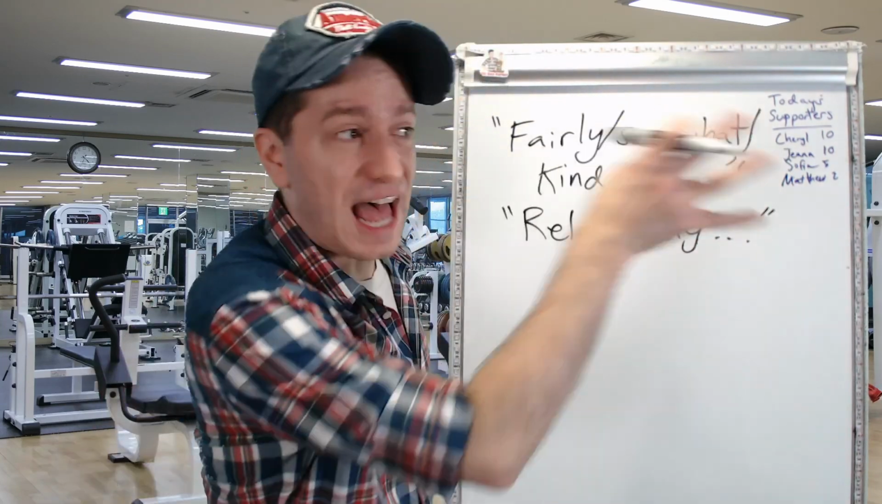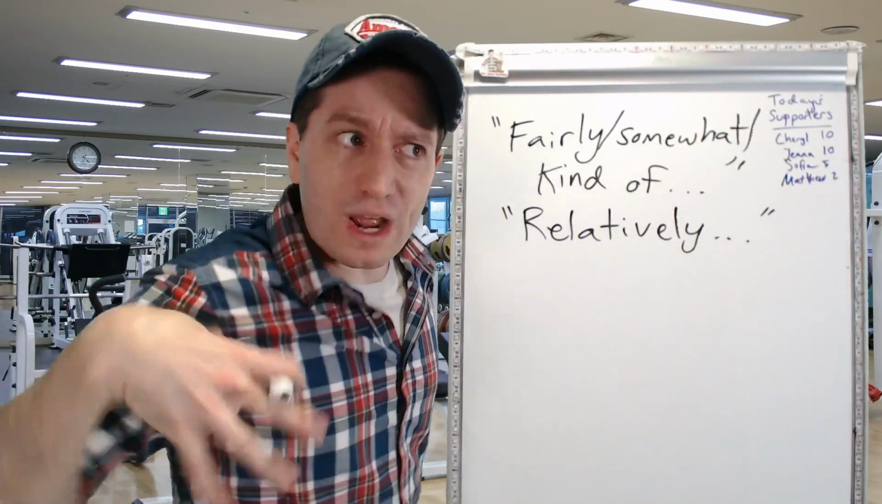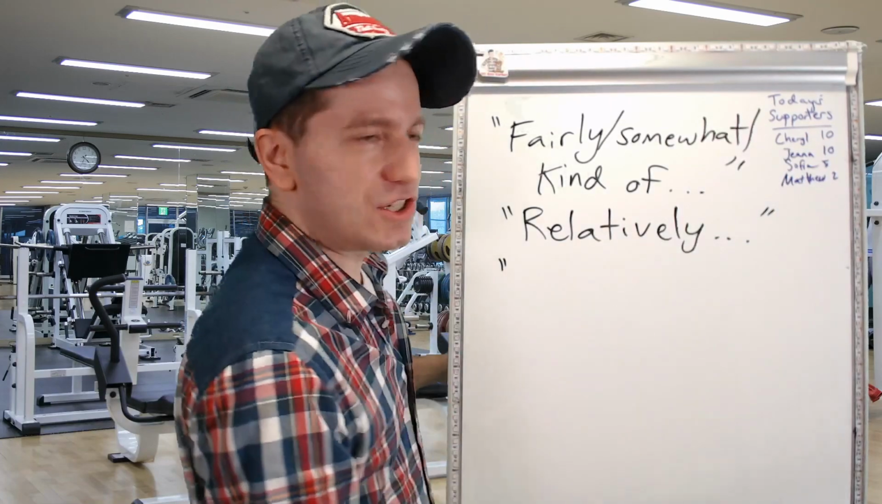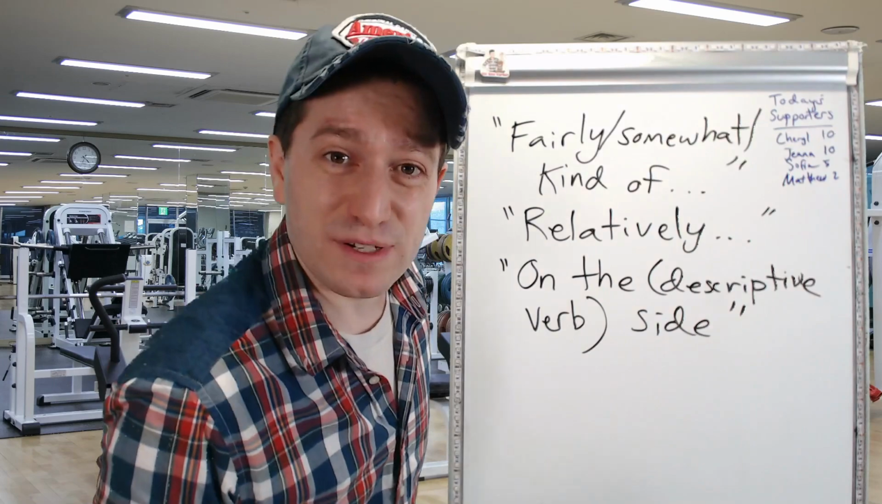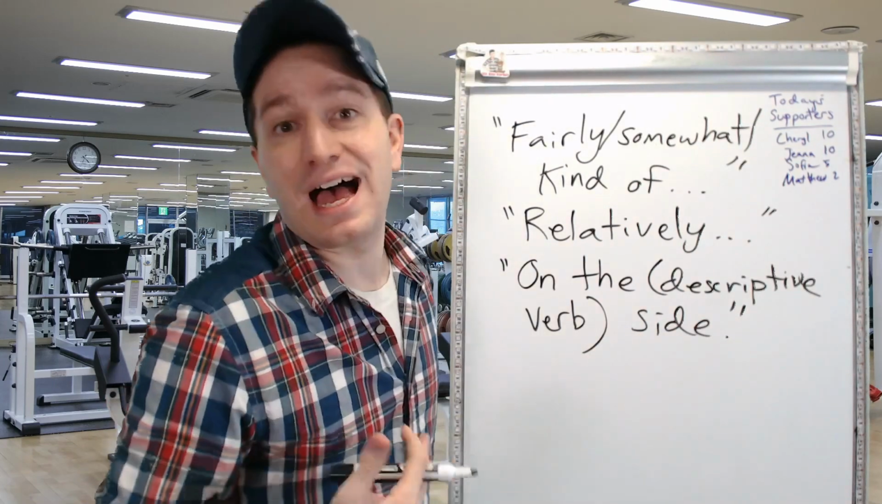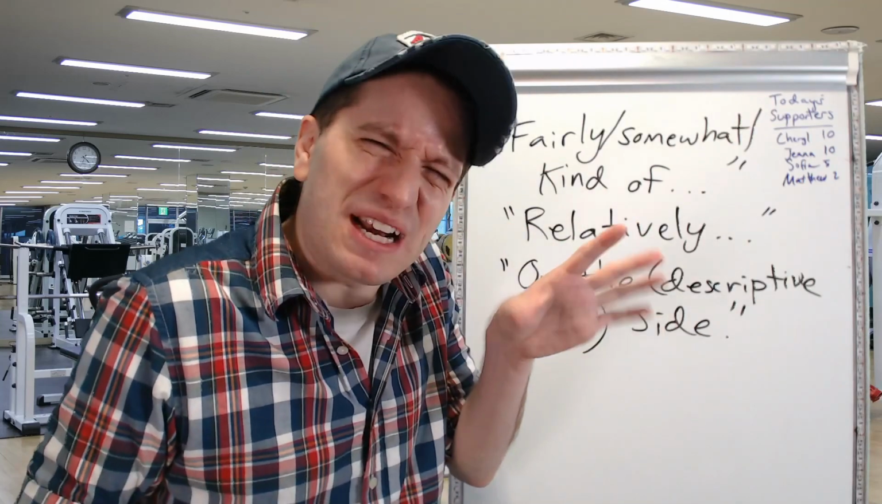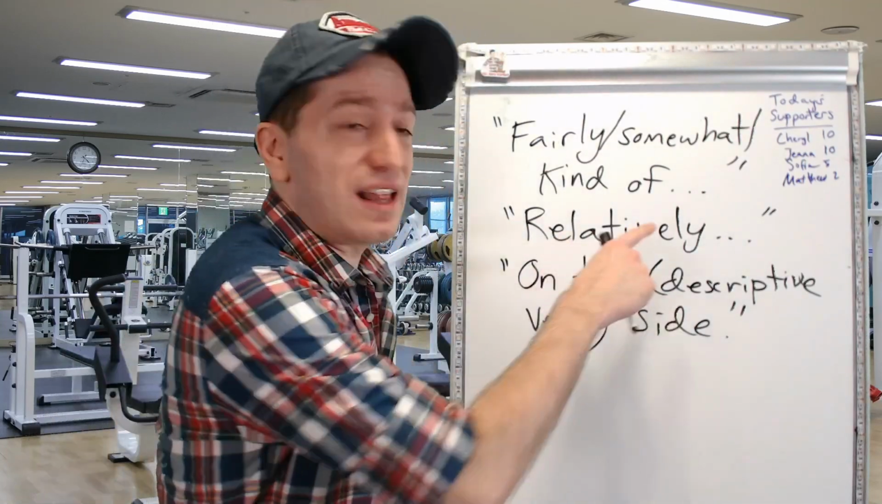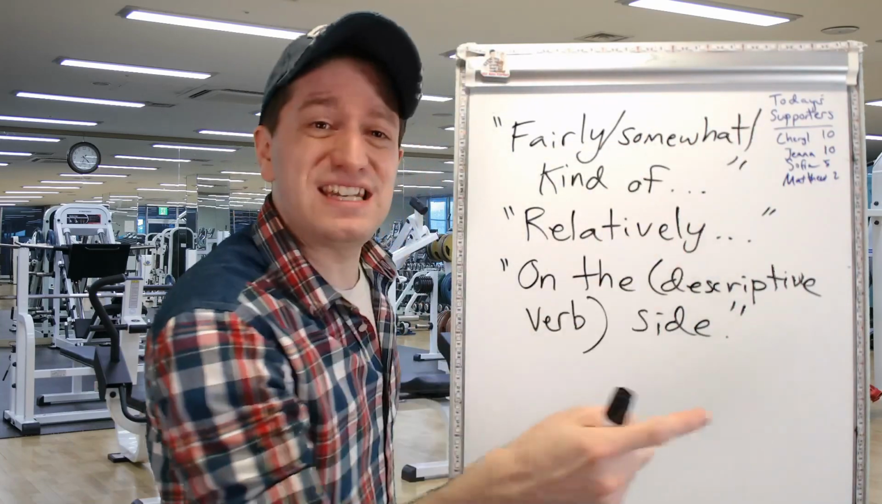Another way you might see this translated is relatively, as in compared to other people in that sort of sense. Because they're on a side of something, that must mean other people are on a different side, right? So relatively, they are friendly. When it's used with descriptive verbs, you can say something like, on the descriptive verb side, on the kind side. He's on the nice side. My friend, he's a bit on the talkative side. He's relatively talkative. He's fairly, somewhat, kind of talkative.